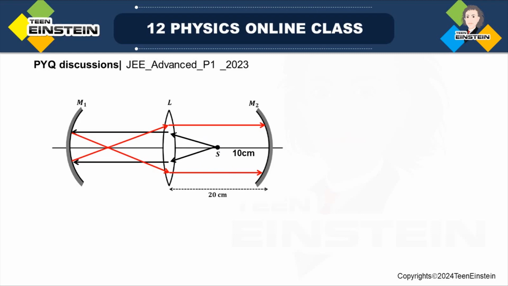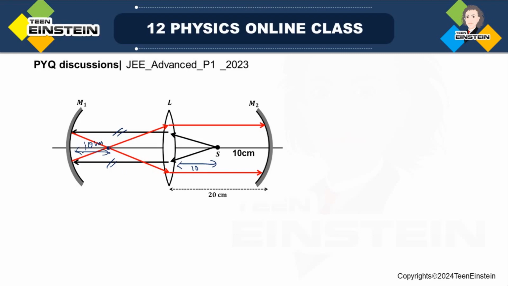So see, I have explained with this ray diagram. You can see that if I just take this source, so this is my 10 centimeter, that means this source is at the focus of this lens. So rays after refraction will be parallel, and these parallel rays will be reflected by M1. If that is happening, the reflected rays from mirror 1 will pass through the focus of this lens. So this is also again 10 centimeter. After passing through this focus, these rays will be again refracted by this lens.